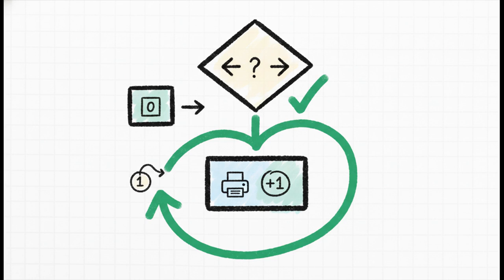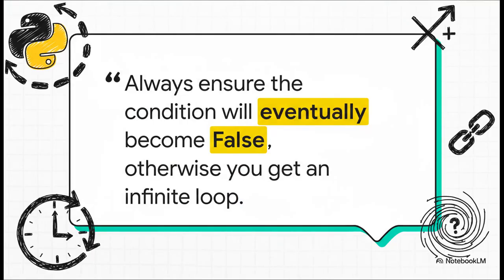Then it zips right back to the top and checks the condition all over again. It'll keep doing this until count is no longer less than 5. So you might be asking, what happens if you forget that count plus equals 1 line? Well, count would stay at 0, forever. The condition count less than 5 would always be true, and your loop would run endlessly. This is what we call an infinite loop, and it's the number one thing you have to watch out for when you're using while loops.